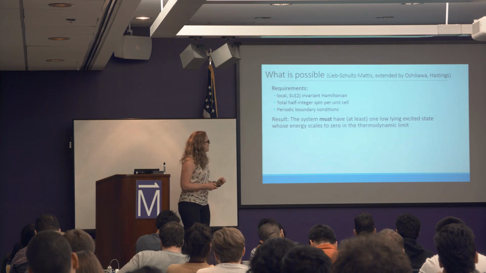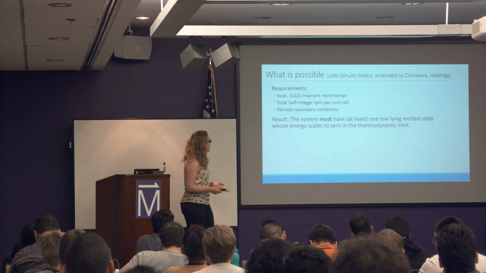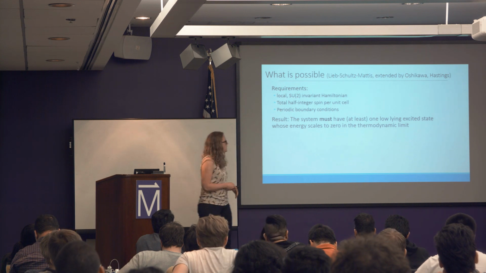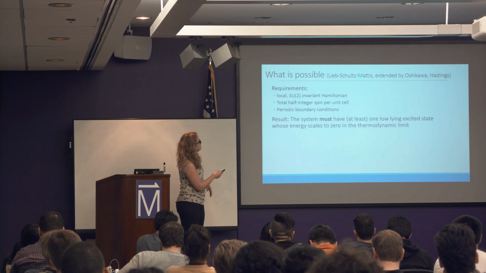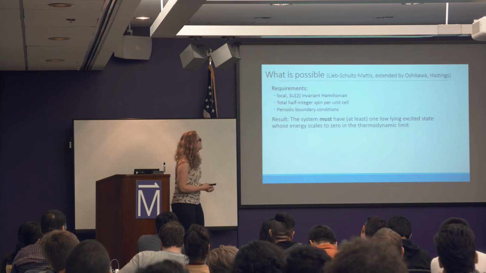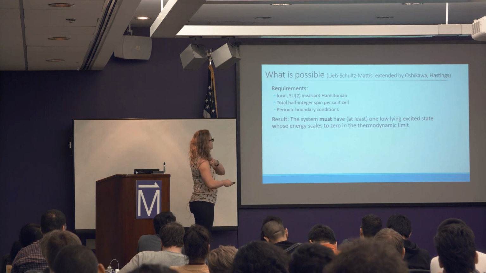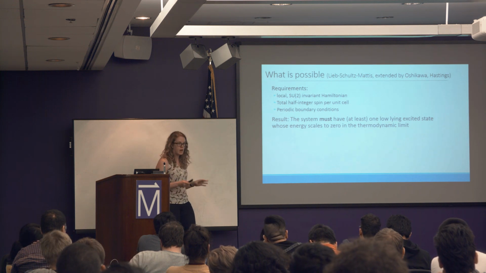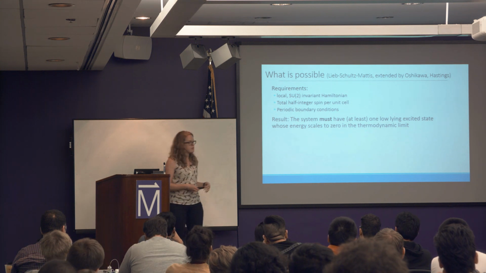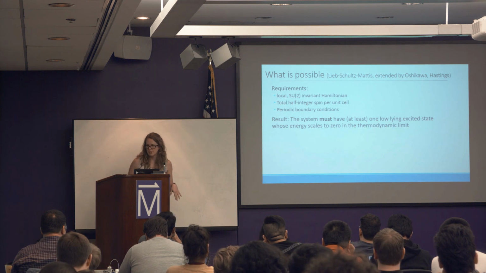Okay, so the next thing I want to talk about very briefly is just what is possible to have. So I think this is a very abstract theoretical result. It's the Lieb-Schultz-Mattis theorem, which has then been extended by Oshikawa and Hastings. And so what it tells you is that if you have a local SU(2) invariant Hamiltonian with a total half-integer spin per unit cell in periodic boundary conditions, the system must have at least one low-lying state whose energy scales to 0 in the thermodynamic limit.